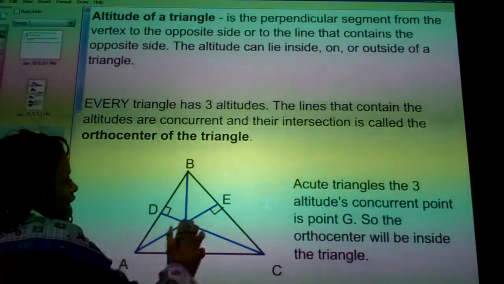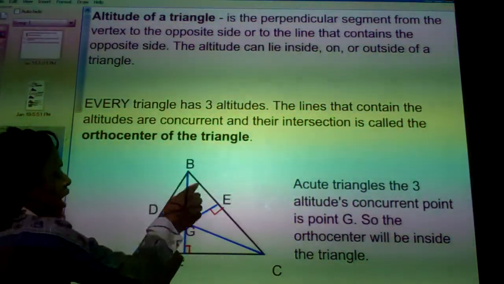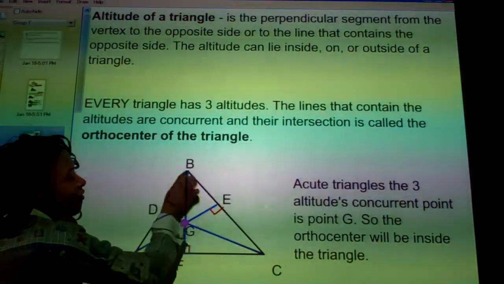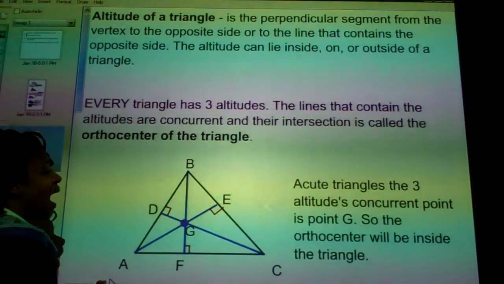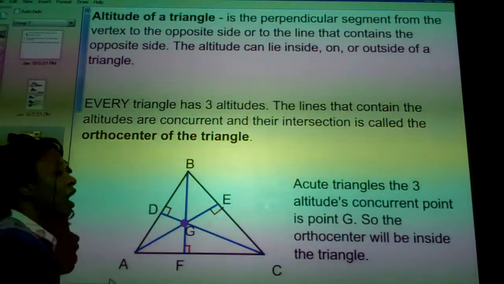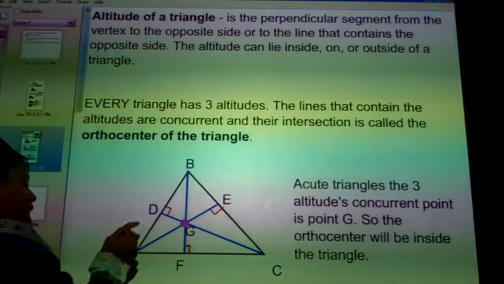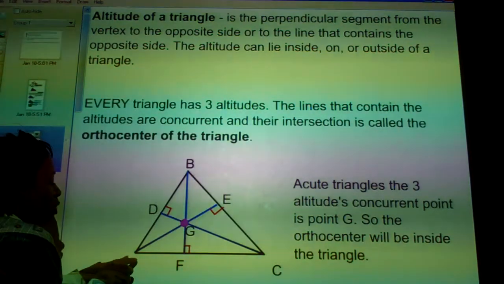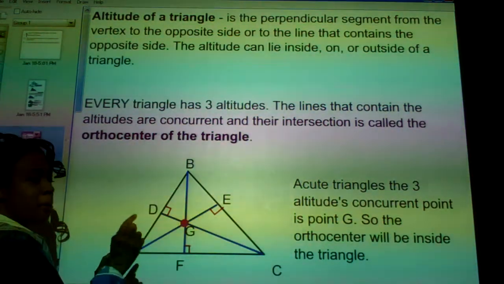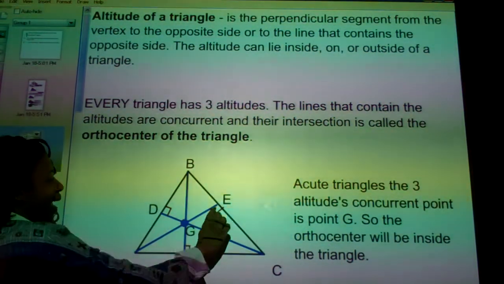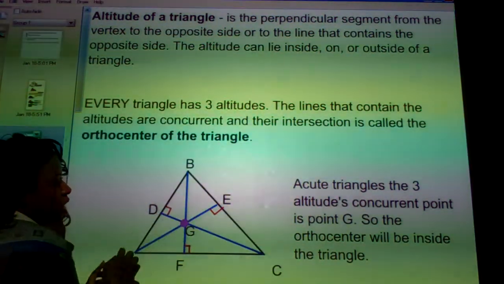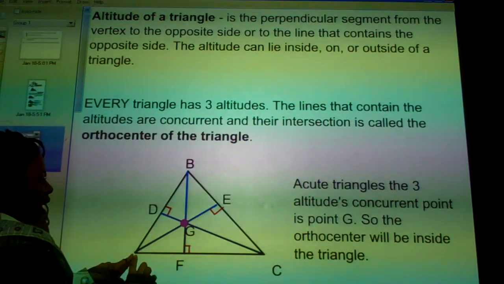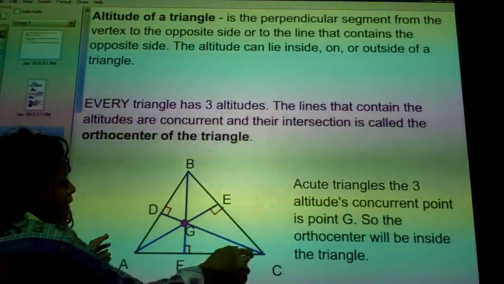Remember, altitude means I'm looking at BC, and if I want an altitude, I have to draw it from the angle that's opposite of BC. Well, which angle is opposite of BC? Angle A. Remember, altitude means the angle opposite, and it must be perpendicular to that line. So AE is perpendicular, right angles, to BC. So I've drawn it from the opposite angle, and I've drawn it perpendicular to BC.